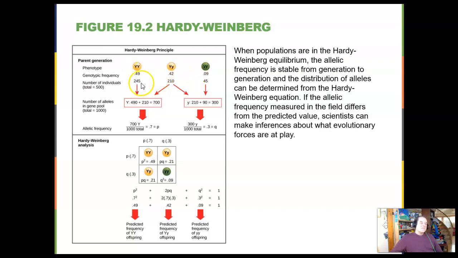So 245 individuals right here, it is 500 individuals. What am I doing? 1,000. 245 individuals, 210 individuals, and 45 individuals. If we add this all together, that is 500 individuals. And 45 is 0.09 of 500. 210 is 0.42 of 500. 245 is 0.49 of 500. All right, so that's what's going on here.